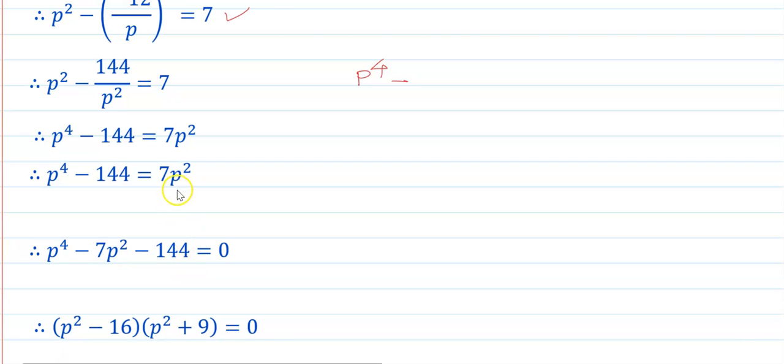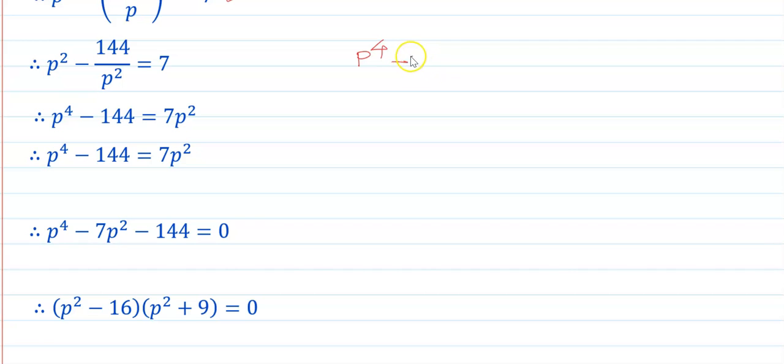Next step, we bring 7p square to the left hand side. Then you will get p raised to 4 minus 7p square minus 144 equals 0. Now the roots. Here the multiplication: p raised to 4 minus 7p square minus 144 equals 0.